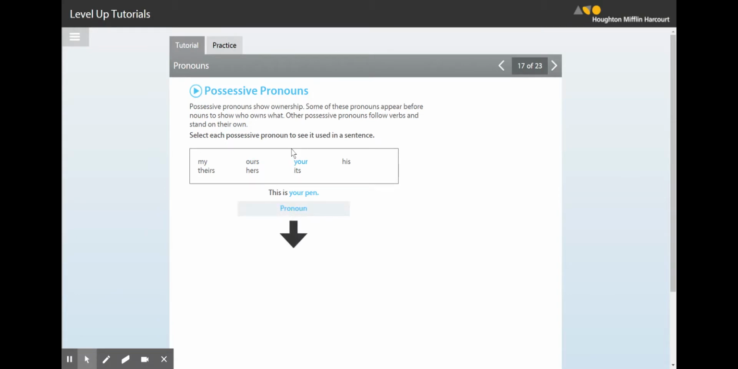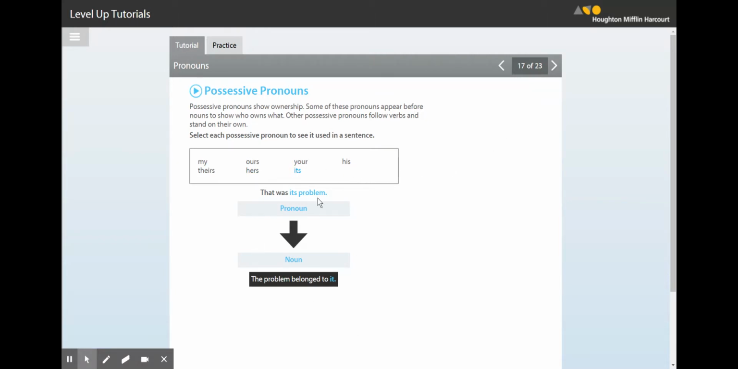This is your pen. This pen belongs to you. Which is his jacket? Which jacket belongs to him? The house is theirs, pronoun. The house belongs to them. That magazine is hers. The magazine belongs to her. That was its problem. The problem belonged to it.